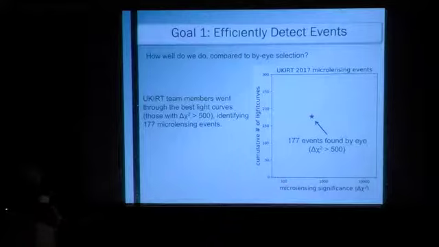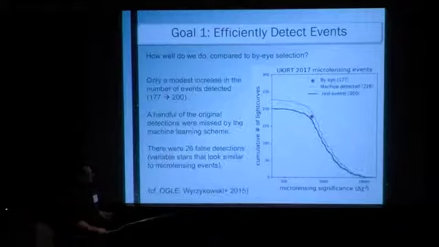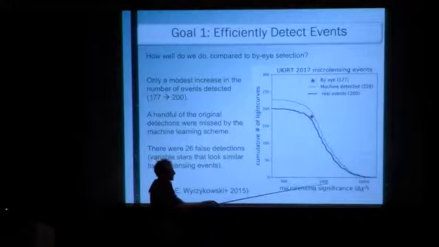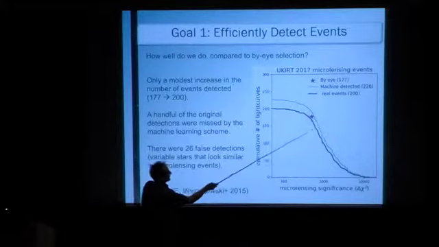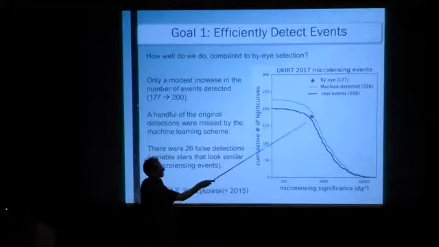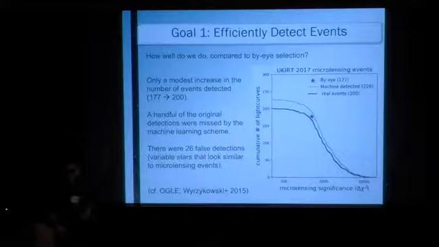So goal number one was, again, to see how well we do compared to this by-eye selection. And again, we found 177 events. The result, I'm a little reluctant to go to the next slide because it's not great. This is the standard delta chi-squared cut that's used to say how significant, how microlensing an event is. We were looking at everything below 500 before, and now going deep down into the junk curves. So now, rather than looking at thousands of curves, we're considering hundreds of thousands of light curves with the machine learning. And we only get tens more events.